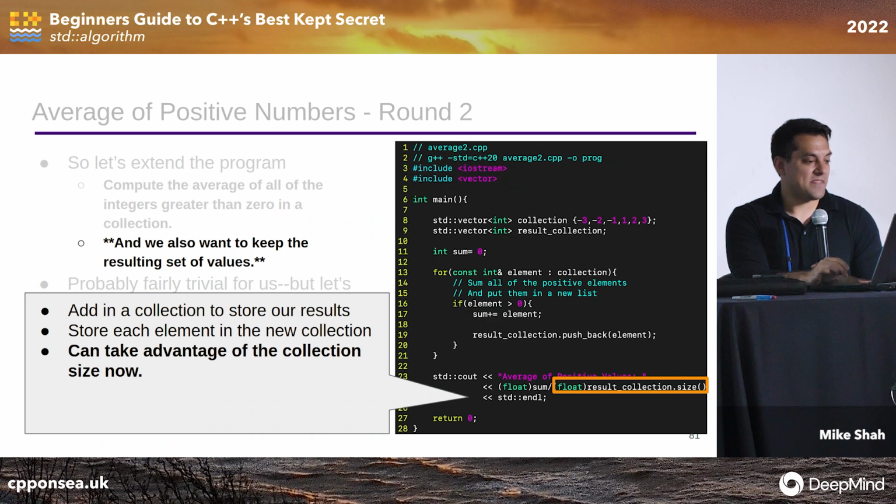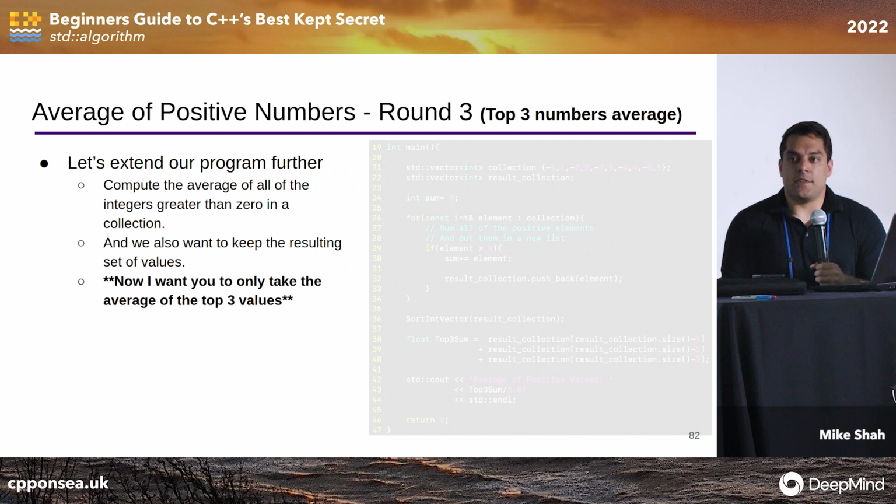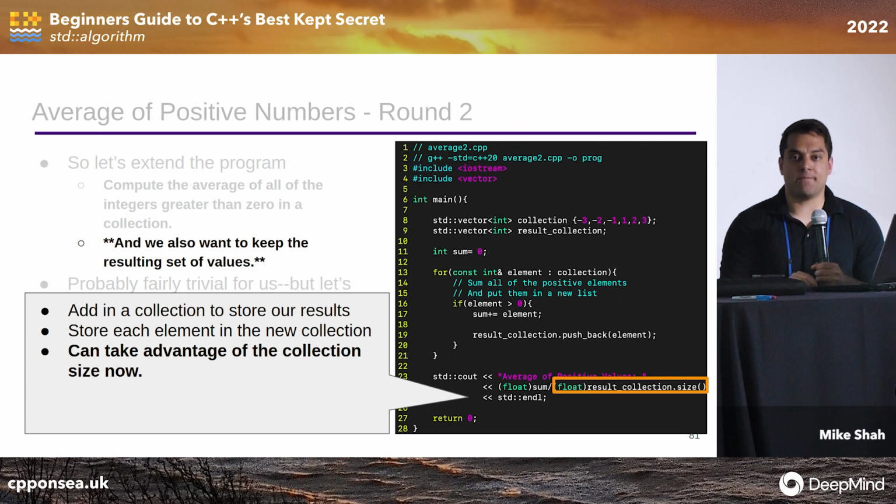Okay, now I want you to take only the average of the top three values. Okay, so now we need to think or add, again, some sort of algorithm here. And before I show the solution, again, let me give folks a few seconds to think about how you would extend this problem. I'll show you what we have here, and if I just want the top three values. And our collection could be anything. I've got a small collection here. I'm going to extend it a little bit. But what sort of algorithm would you do? Yeah, in the back.